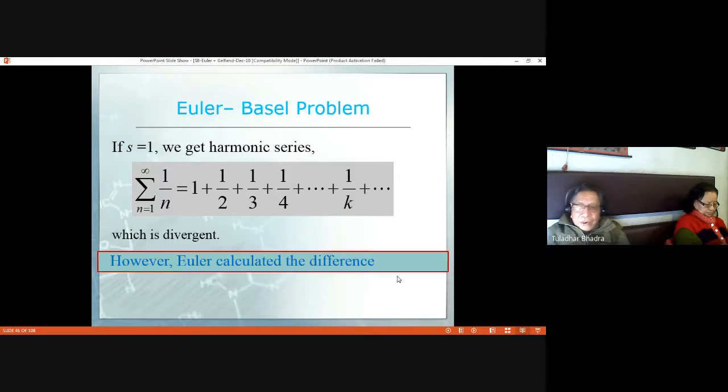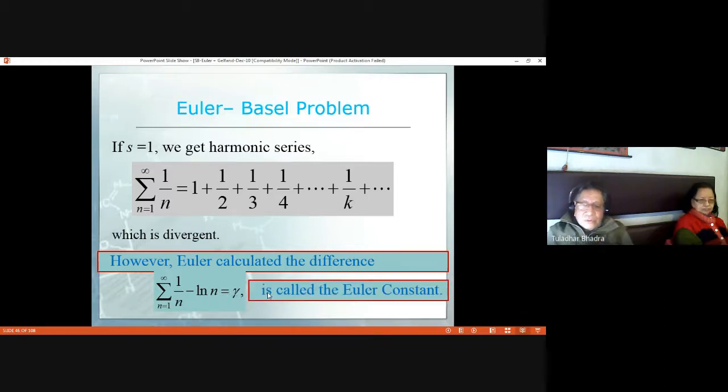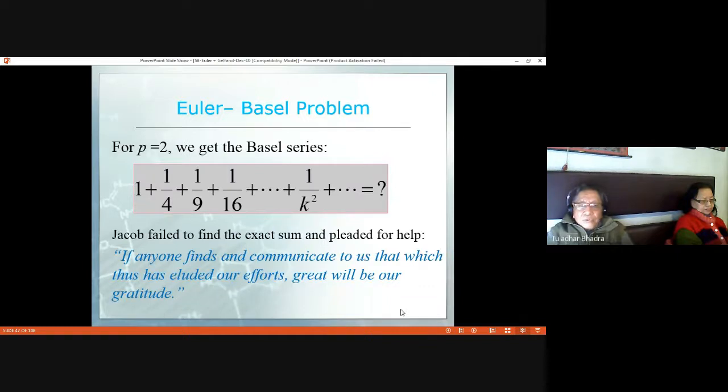However, Euler calculated the difference. So it was a divergent series. Euler calculated the difference, the sum of 1 by n minus log n, which is equal to gamma. This number gamma is called the Euler constant. For s equal to 2, we get the Basel series, as we said. Jacob failed to find the exact sum.